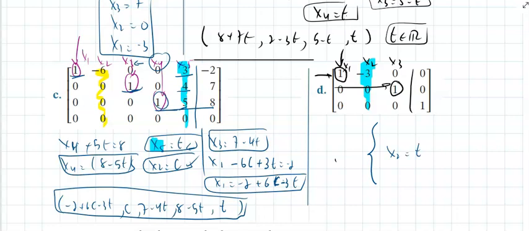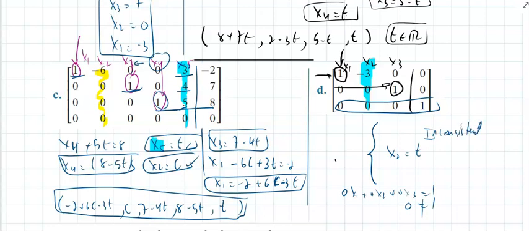Oh, I didn't pay attention to that. We have no solution. I was going to proceed and go on. This row here says 0x plus 0y plus 0z, or 0x1 plus 0x2 plus 0x3 equal 1. That means 0 equals 1. This is inconsistent.